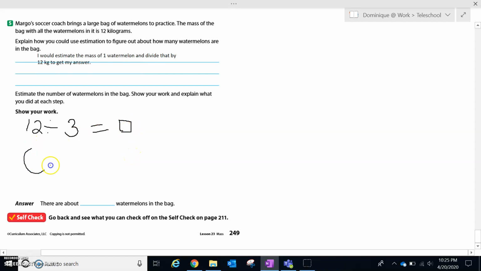You can draw a picture, so draw your 3 and divide that out equally. Use any way that helps you. Alright, pause it so you can figure this out. If you said there are about 4 watermelons in the bag, you are correct. Okay, 12 divided by 3 equals 4.